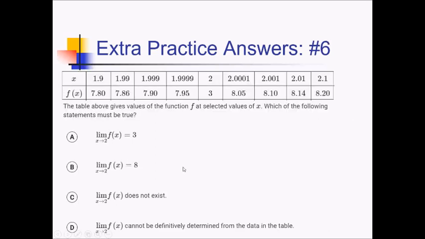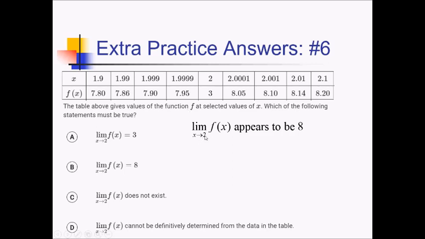On this one, they gave us a table of values for the f function, and they want to know which of these statements down here must be true, and must is the key word on this one. We have to be able to prove this beyond any shadow of a doubt, which is tough with tables. Looking at the table, we have these x values that are getting closer and closer from both the left and the right to the x value 2. And if you look at the y values, from the left side they appear to be approaching 8. From the right side they appear to be approaching 8. So the table definitely suggests that the limit as x approaches 2 equals 8.